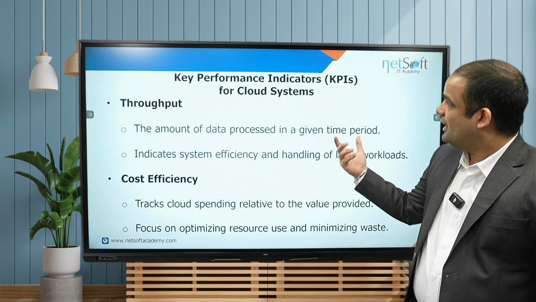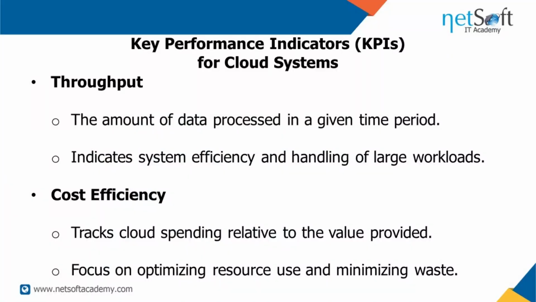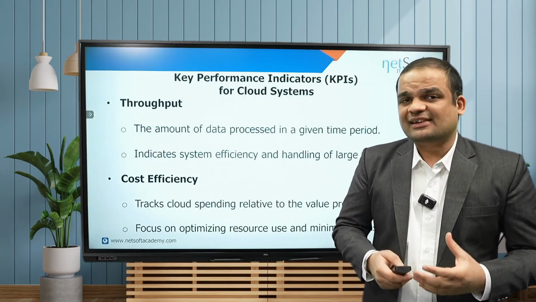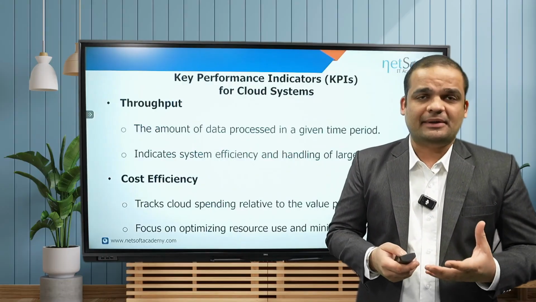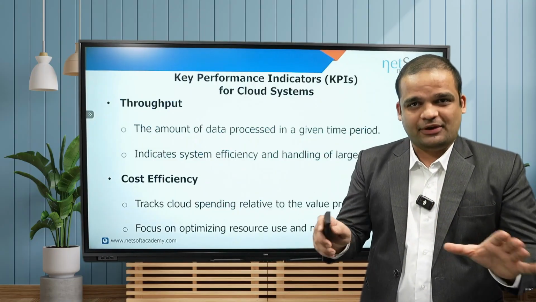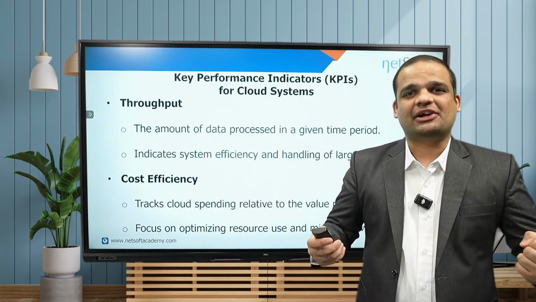The next KPI indicator is throughput. So throughput actually measures the amount of data processed within a given time frame, reflecting system efficiency basically. A higher throughput indicates that the system can handle large workloads without slowing down, which is essential for data-intensive applications. So remember, keep speed and throughput separate. Throughput is like the raw power of the machine, how much data it can process.